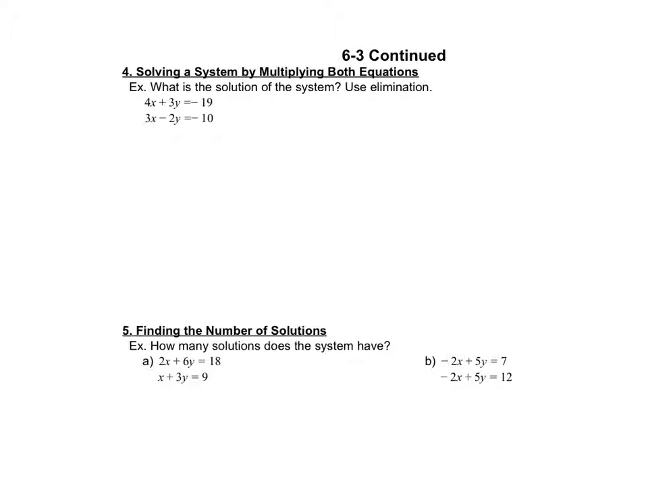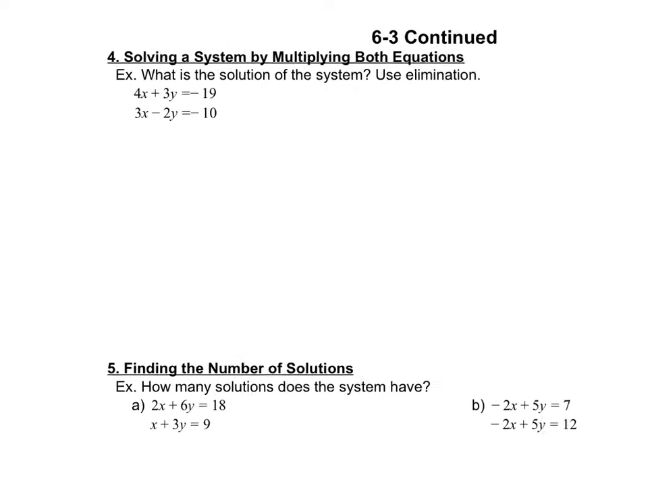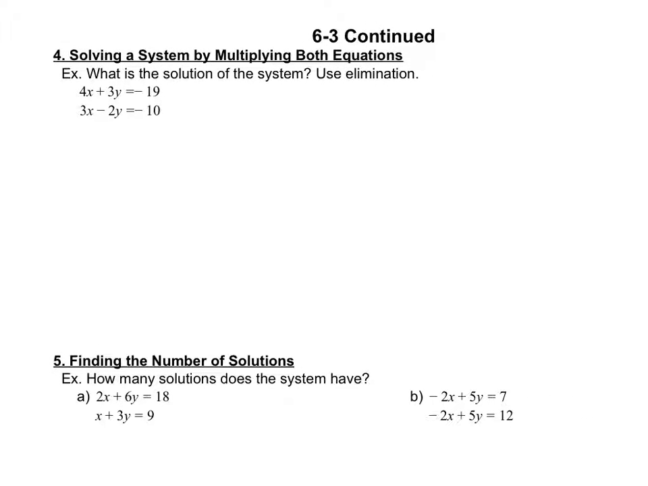Continuing here, it says solve a system by multiplying both equations. Sometimes it can't be done with just one multiplication. Sometimes you may have to do 2. And as you get into higher level math, you may just multiply by a fraction. But let's just go ahead and see what we can do.